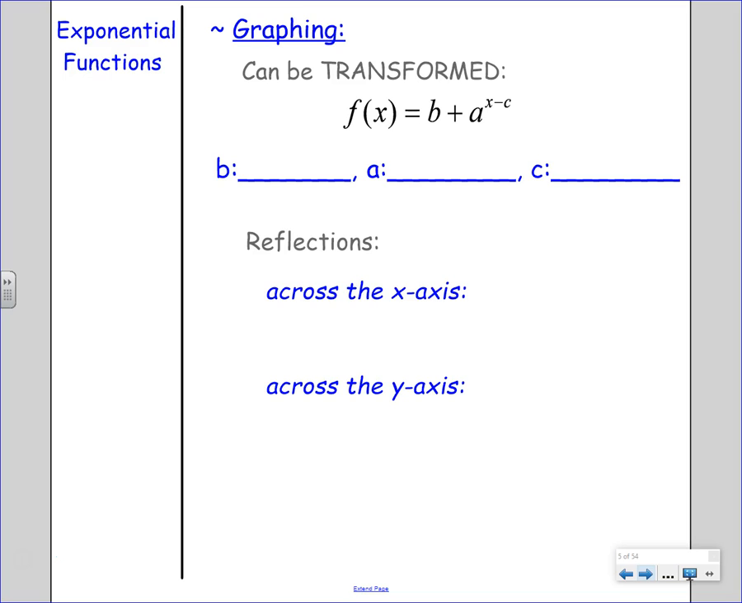These being added on the outside, wouldn't that be a vertical shift? So it'll be a vertical shift. A is the base, and maybe we'll talk tomorrow about what the base does as it changes. But right now, let's put the base. You guys, C is being subtracted on the inside. So what's that going to be? Horizontal shift.